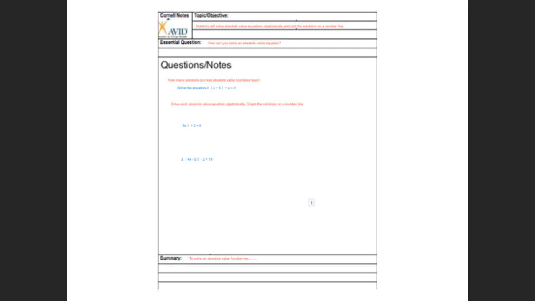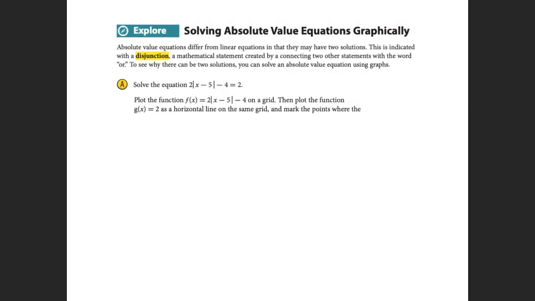Okay, so that's a quick review of how to solve these types of problems, and here are some AVID notes where you can plug those in and solve them for me. That would show me that you know what you're doing. Okay, and again, solve the equation. So if I had this problem right here, I'll solve it for you.